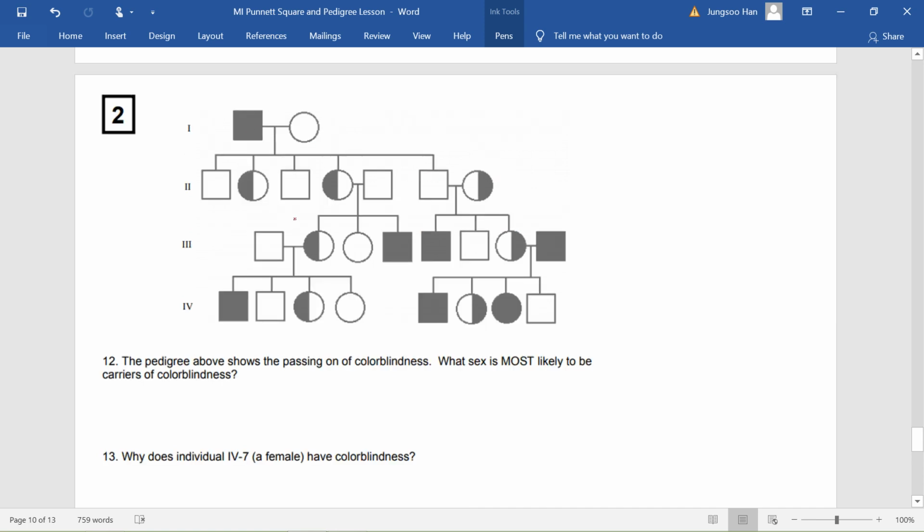So this pedigree chart shows the passing of color blindness. What sex is most likely to be carriers of color blindness? Okay, so here's the thing. With pedigree charts, sometimes you have to figure out if we're looking at sex-linked traits or autosomal traits. Okay, so in this case, it looks like this is a sex-linked trait.